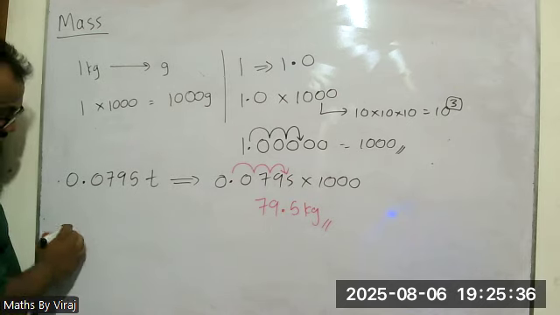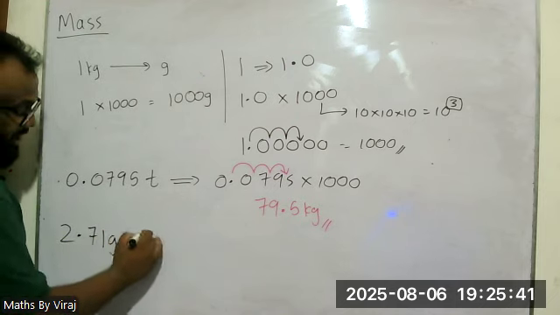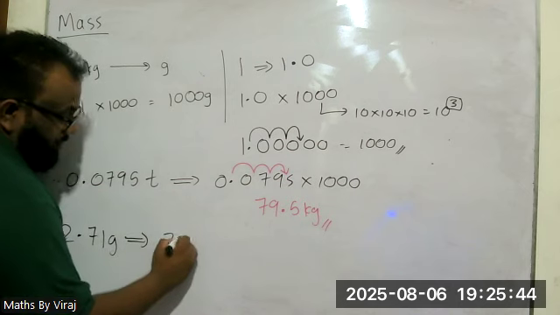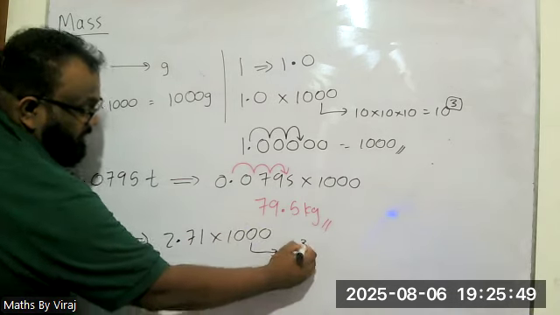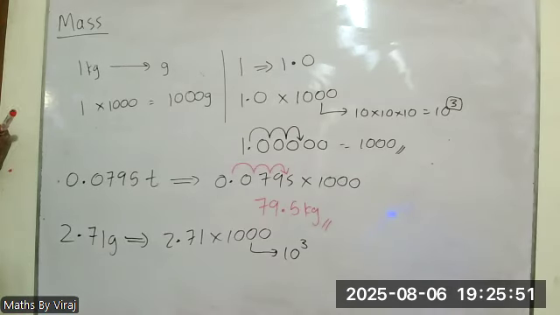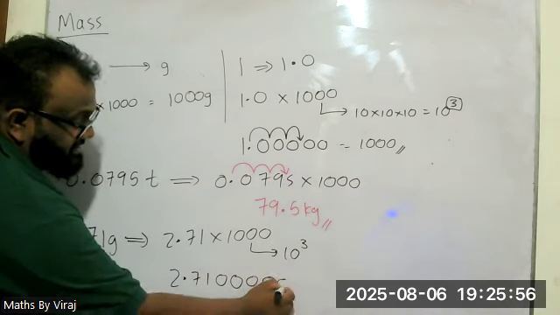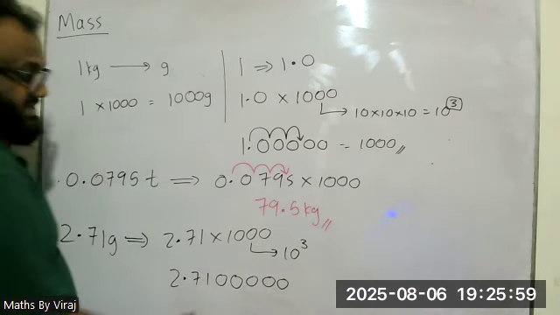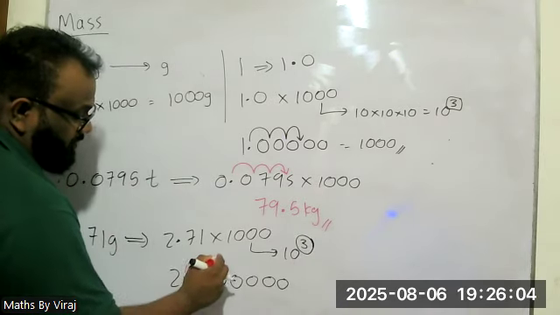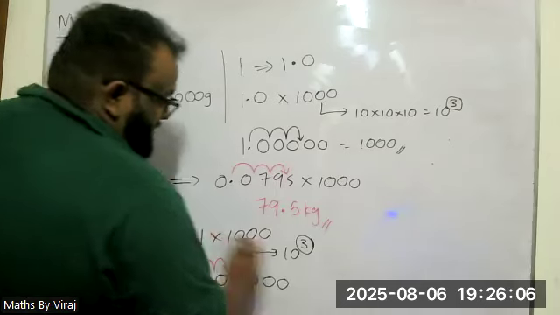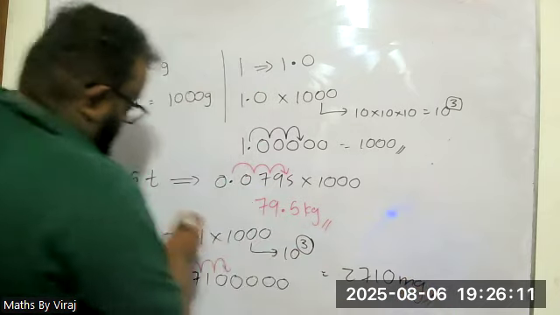Let's say that we have 2.71 grams. How many milligrams is it? 2.71, you multiply by 1000. Again, this is 10 to the power what now? 10 to the power 3. We can have any number of zeros you want, but since it is 10 to the power 3, this moves 3 times to the right. 1, 2, 3. And the final answer is 2710 milligrams.